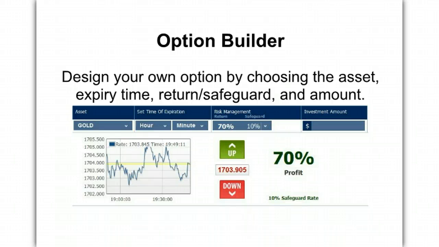However, most platforms have a minimum of $100 per trade. So, if you're just starting out, it's probably not something you're too interested in because of the high amount that you have to trade with. However, a lot of people do like it because it gives you a lot more freedom to design your own trade.